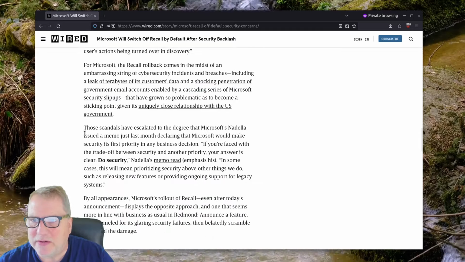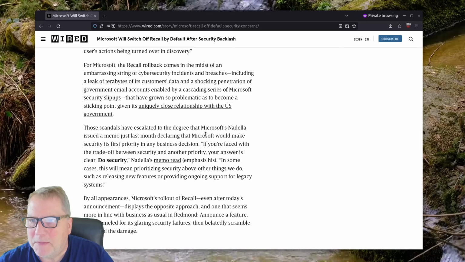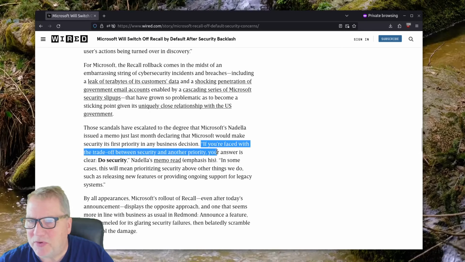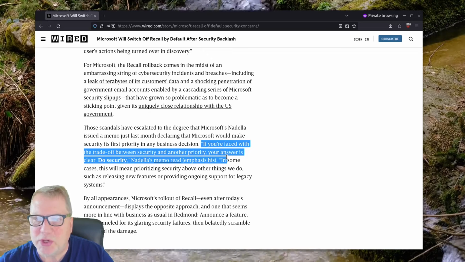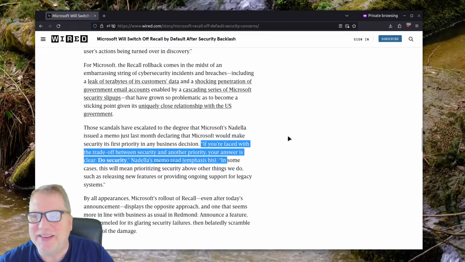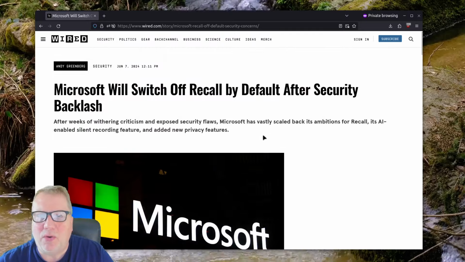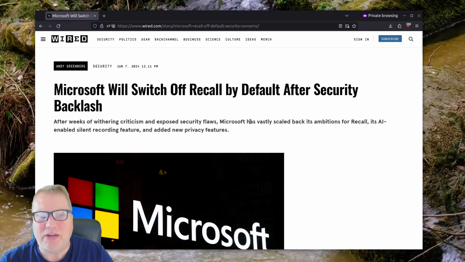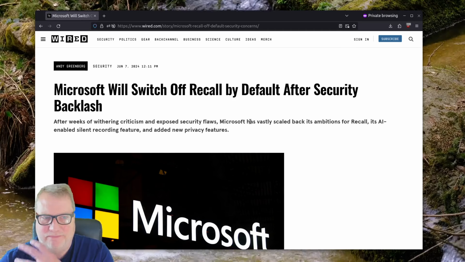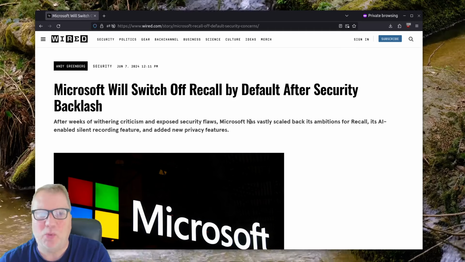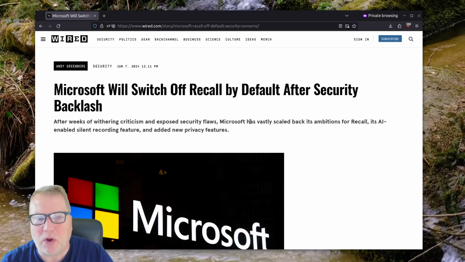One of the things that the CEO of Microsoft mentioned, he says, quote, if you're faced with the trade-off between security and another priority, your answer is do security. And he emphasizes that, do security. You know, they're not about security. Had nobody mentioned this and nobody gotten upset about it, they wouldn't have reversed their position on this. And Recall would still be an opt-out type thing where it would be by default Recall.